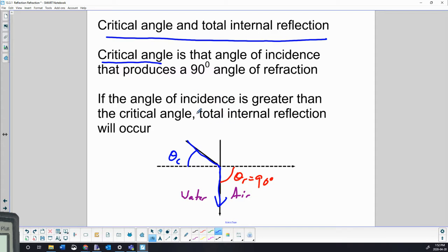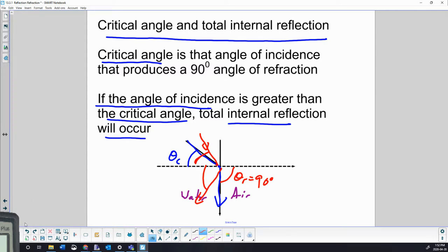That leads us to this next definition. If the angle of incidence is greater than the critical angle, total internal reflection will occur. So if we go beyond that, let me use a red line to say if we shine light at this angle greater than the critical angle, then instead of getting refracted, we'll just get a reflected angle. And that's what you saw in the simulation.